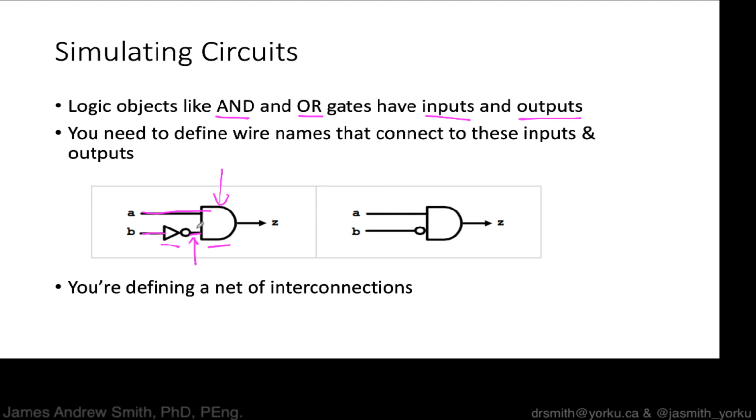And in order for Verilog to know what you're connecting together, you have to specify that the output of this is going to be the input, at least one of the inputs, of that. So you do that by naming that wire in between. So you need to define wire names that connect these inputs to the outputs. And effectively, you are creating a net of interconnections.